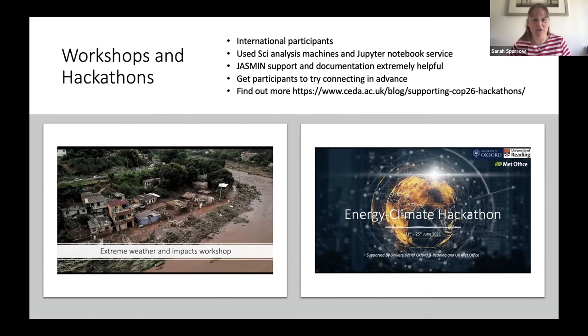I also wanted to point you to a blog that they've got on CEDA if you want to hear more about the different Met Office COP26 hackathons that have been supported by JASMIN.